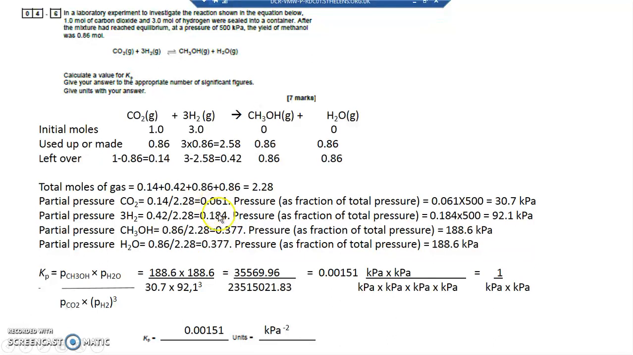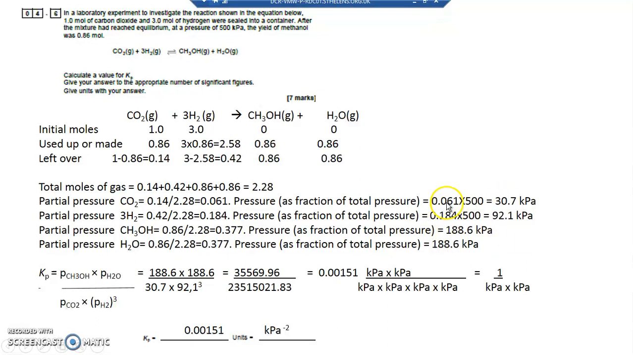So now I've got the fractions of each of these contributing to the total pressure. So 500 kilopascals is the total pressure, and the fraction of carbon dioxide that I've got in the mixture is 0.061. So I'll multiply the fraction by 500 and I find out the pressures that each of these are contributing. So the fraction of the number of moles then gives a fraction of the pressure. So these are the pressures that I've now got.